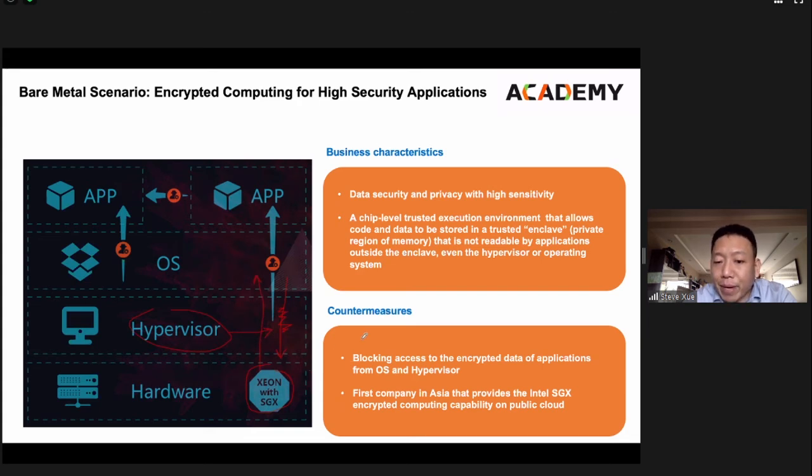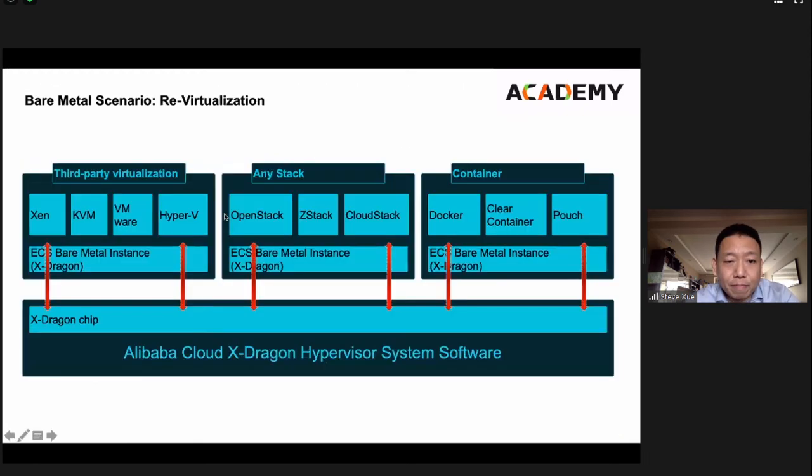Some of the banks and insurance companies really care about this feature. It's called encrypted computing, right? Generally speaking, we encrypt data, but in this feature, we encrypt the computing itself. We encrypt the CPU instructions. It makes the whole data cycle very, very secure. This can only be done through the bare metal instance.